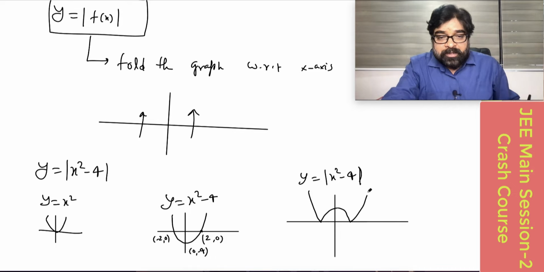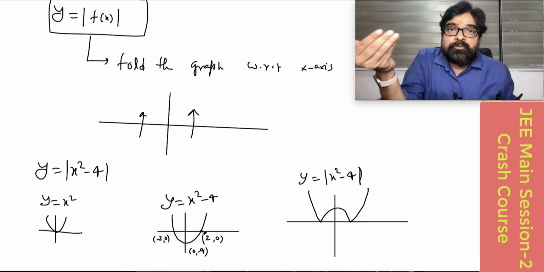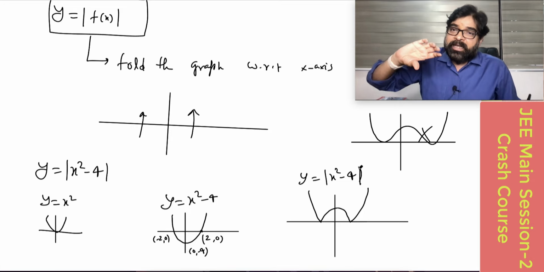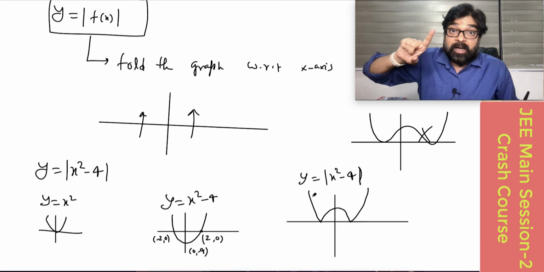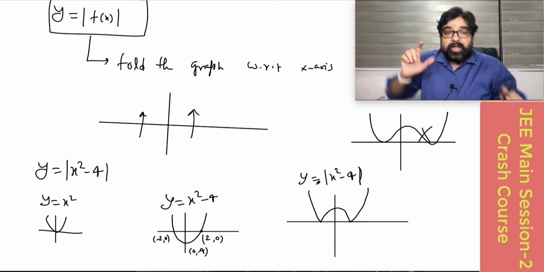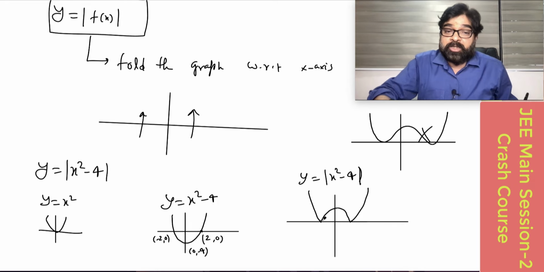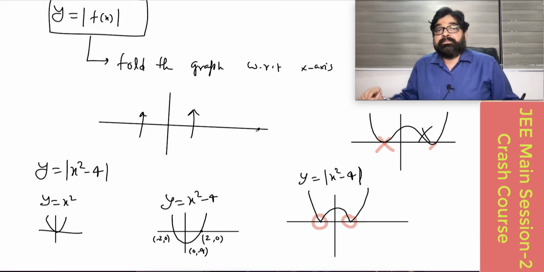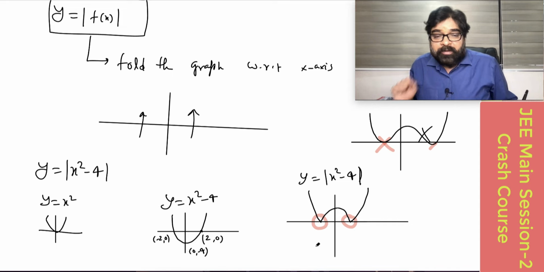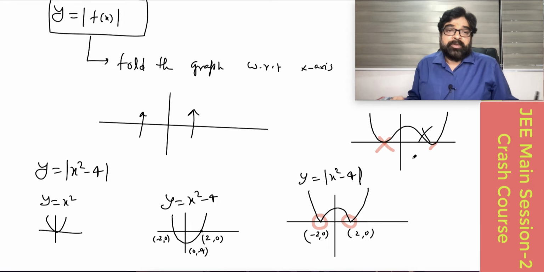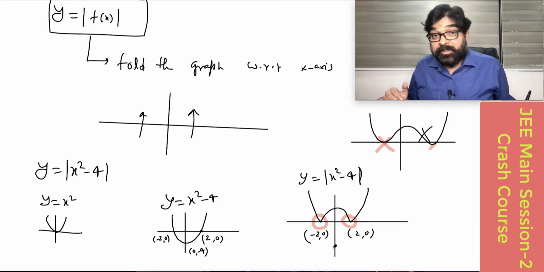One thing always remember: sometimes I notice, when I say fold it up, some children fold this way. Okay sir, I fold it. It's wrong. Whenever folding takes place, remember, a curve doesn't have dimension. So if you fold any dimensionless line or curve, there will always be a sharp point. It's very important. See, here is the sharp point. Here there is no sharp point. A sharp point has to develop. This sharp point is at minus 2, 0 and 2, 0. This is the graph. This is not correct. This is the graph. Why is the sharp point very important?